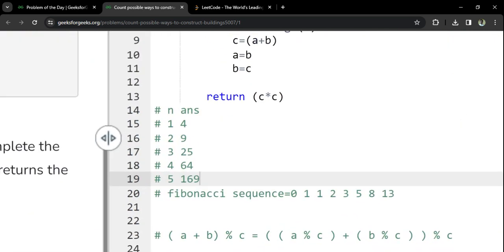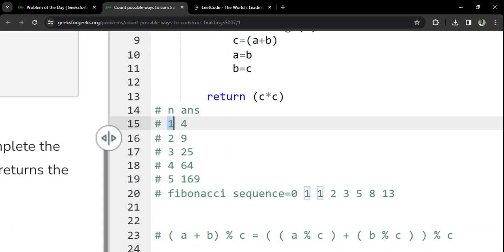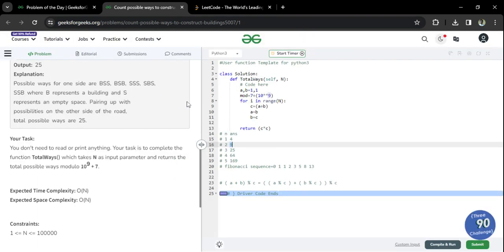Okay, so this particular number represents the value of n given in the question. These numbers are the n values given in the question, and these are its answers. For n equal to 1, we have already seen the answer is 4. For n equal to 2, the answer is 9. How am I getting it? You can simply give it in the custom input.